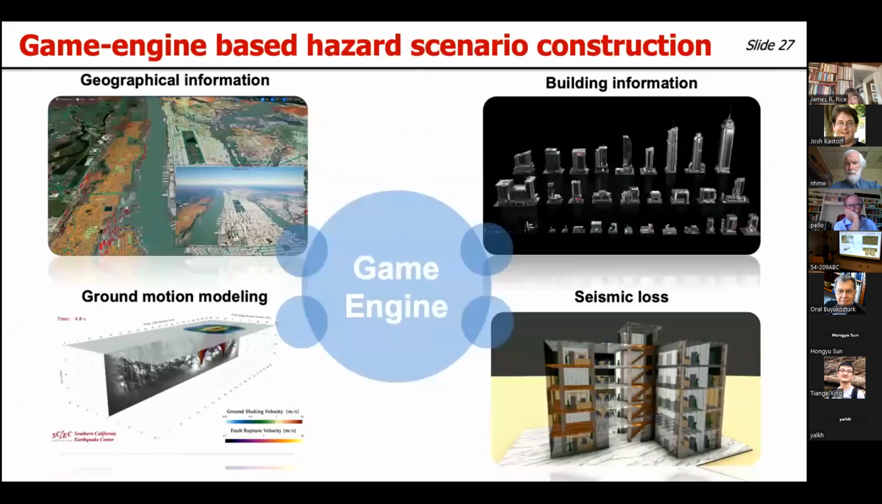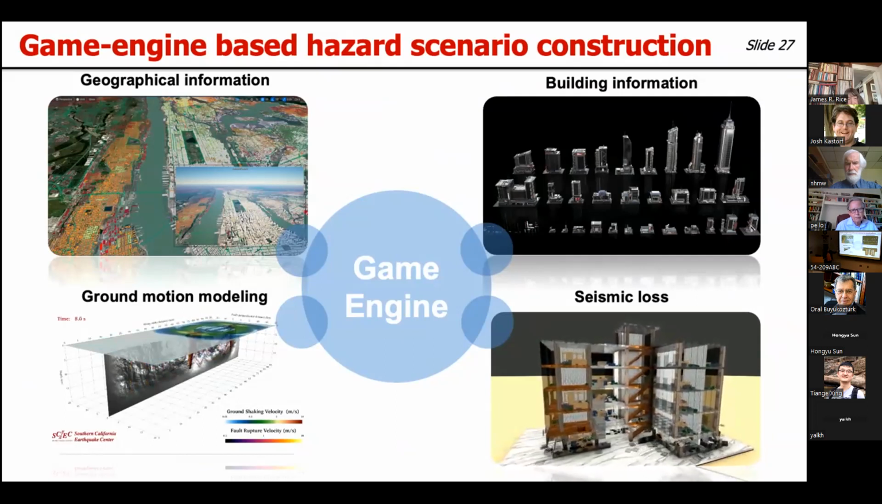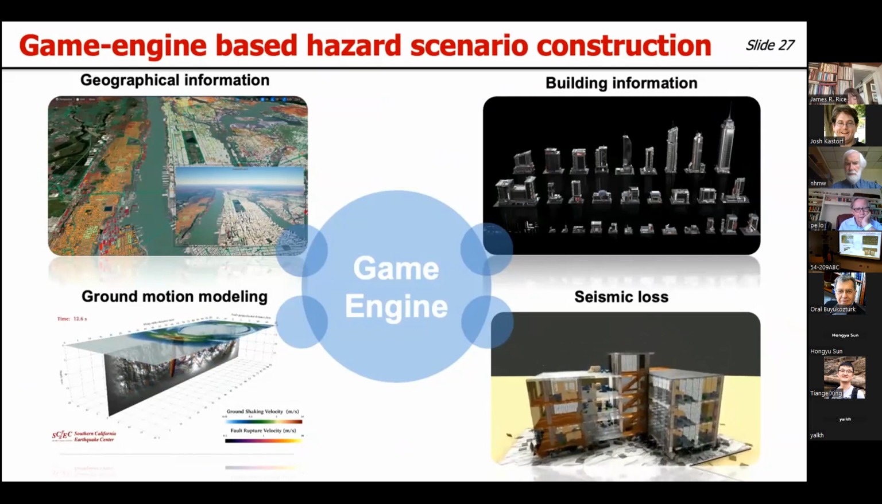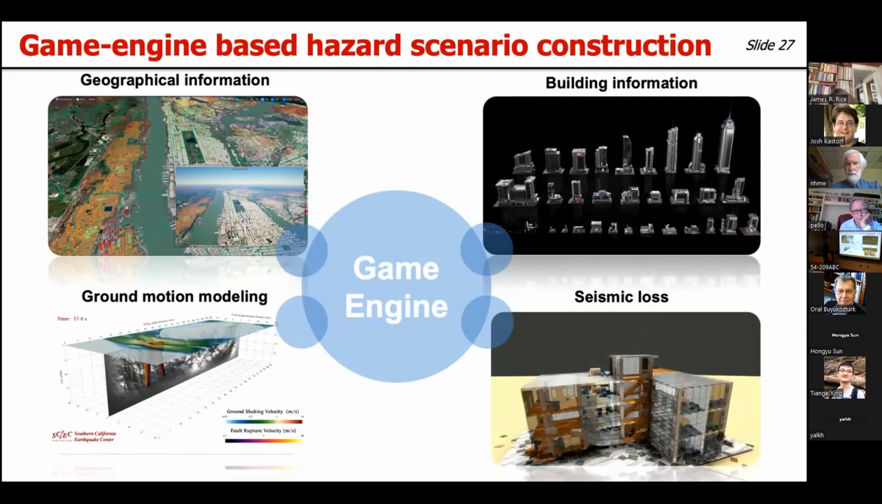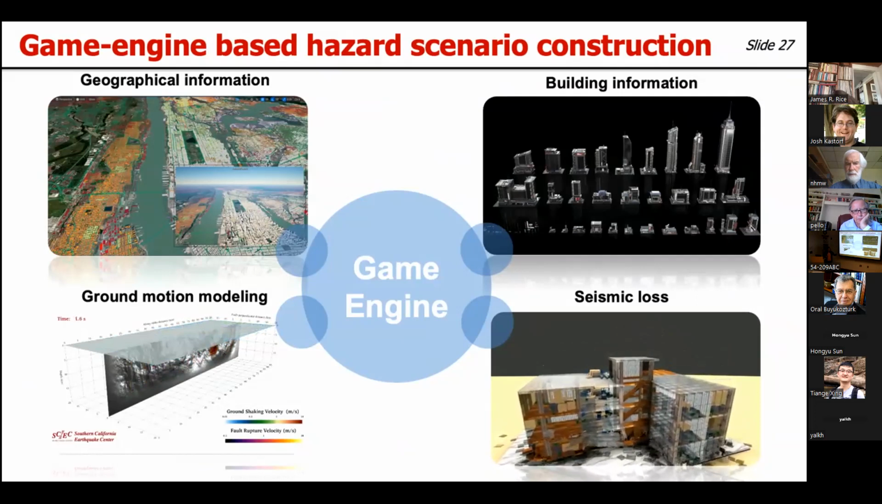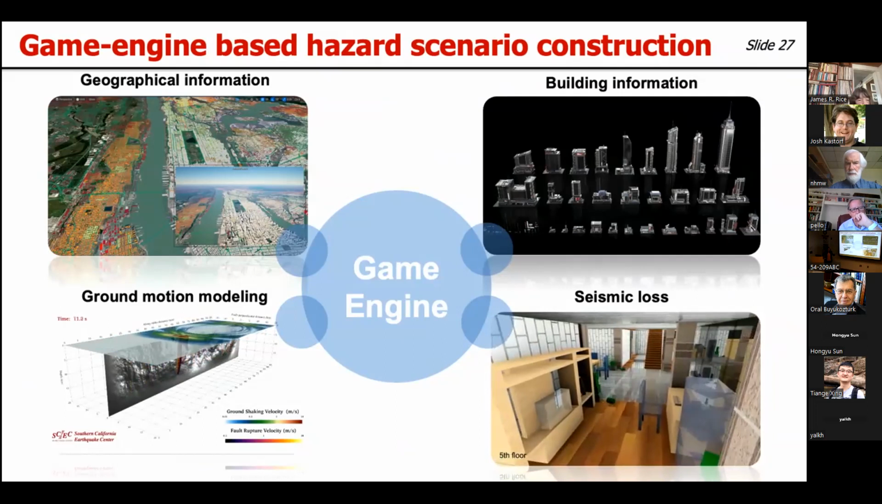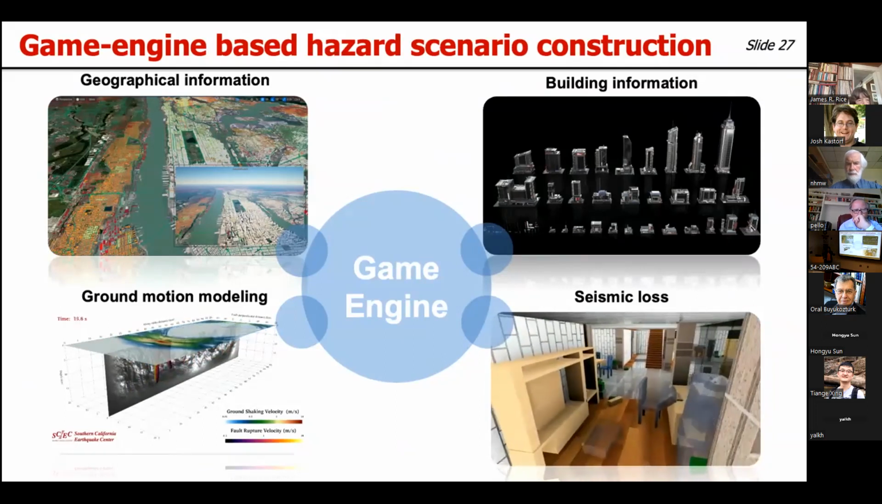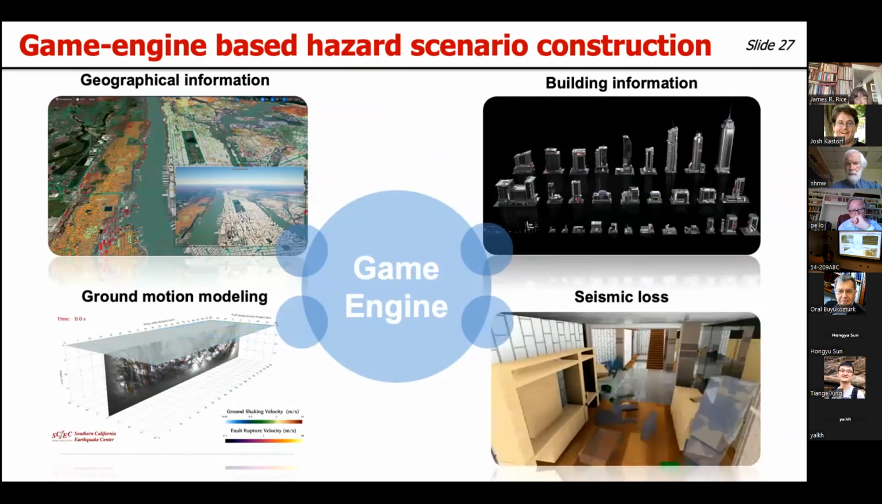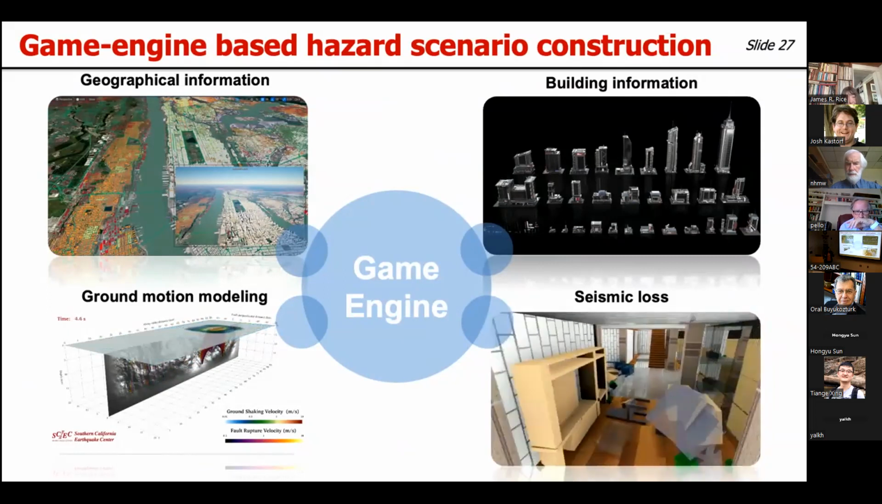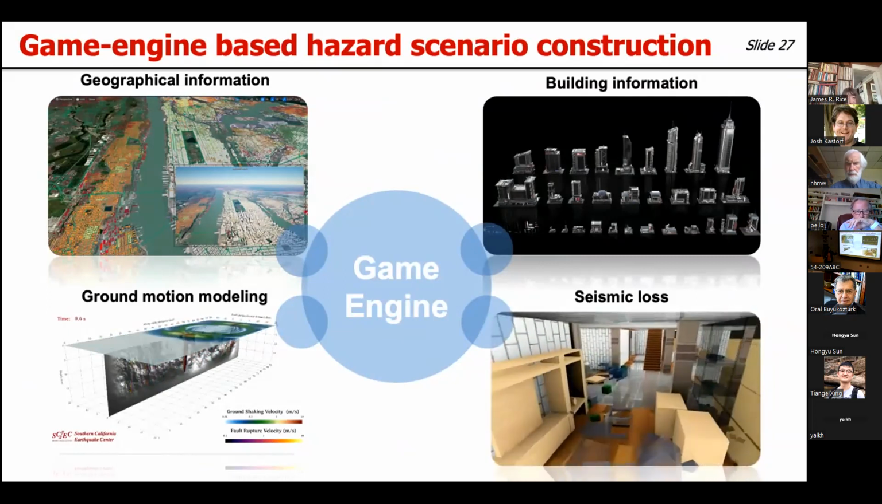So that's why we propose an integration of the physics, the geographical information, the building information, also the physics-based ground motion modeling, also the structure engineering engines together by this game engine. We have the interface to get the output of the physics-based engines together and visualize them, showing people the entire process. Also calculate the seismic loss.